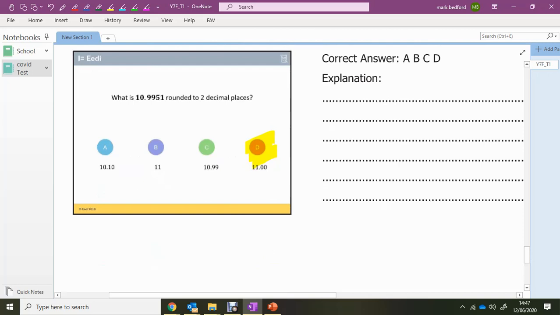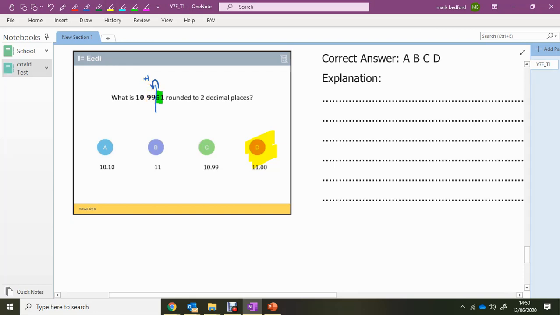For my last question, what is 10.9951 rounded to 2 decimal places? My line goes after the second decimal place. The digit after the line, the 5, is 5 or bigger, so we add one on to the digit before the line. If I do 10.99 plus the 1, there's lots of carrying to be done. This 9 plus 1 would make a 10, so we'd have a 0 carry a 1, and then we'd have this 1 added to this 9, which would make it 10. It's possible to do, but it might be a bit confusing.